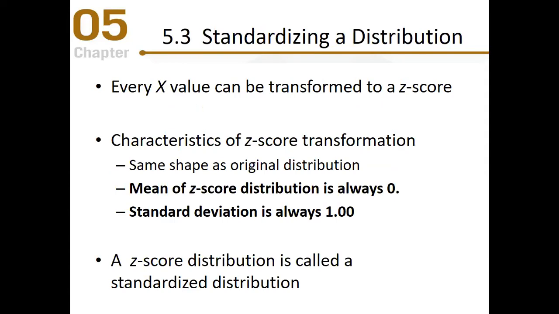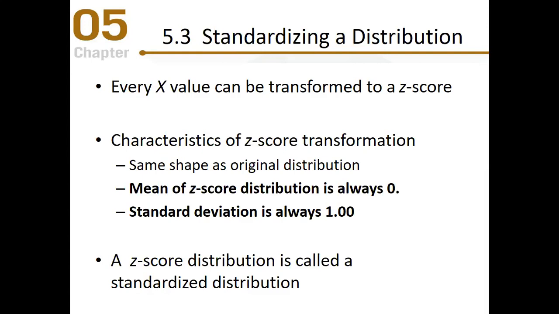Now we're going to spend some time talking about standardizing an entire distribution. Every x value in a data set or on a test can be transformed into a z-score. Now we've already talked about the characteristics of a z-score transformation. Importantly, when you transform all of the scores on a survey or on some kind of test into a z distribution, you're not going to affect the shape of the data. The shape is going to stay the same as the original distribution, which means that if you had skewed data or abnormal data beforehand, a z-score transformation is not going to change the shape or fix that for you. By definition, the mean of the z-score distribution is always 0, and the standard deviation is always equal to 1.0.